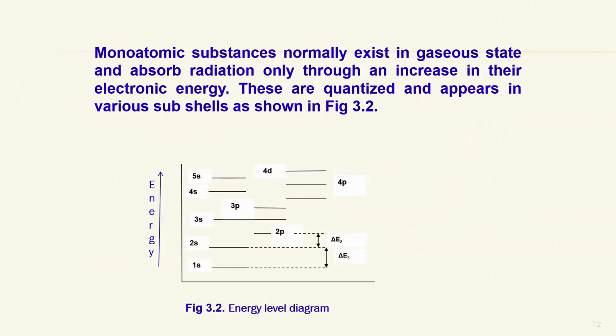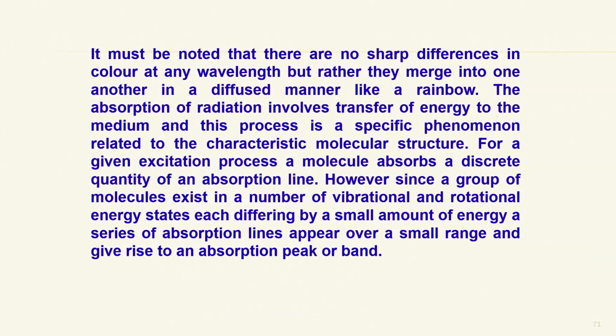So, you should look at this slide a little more carefully. Try to understand what is written here. What I am saying is the absorption of radiation involves transfer of energy, and this process is a specific phenomenon. That means, if it is a specific phenomenon, then the absorption line should correspond to only one wavelength. But actually when you see a spectrum, you see that it is a peak-like thing. Now, why do I get a peak?